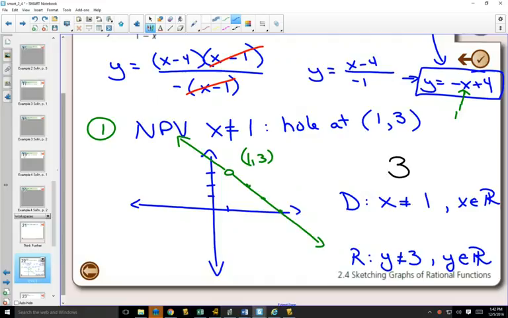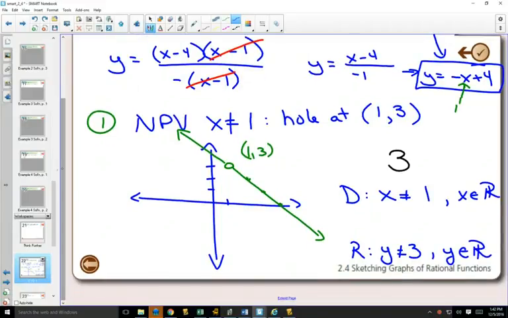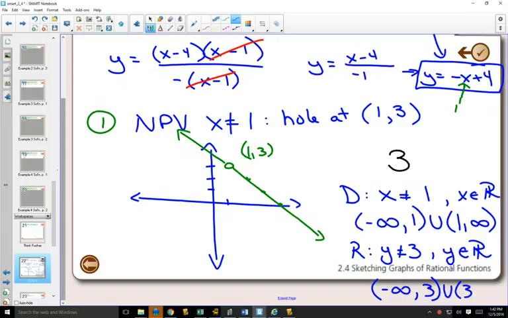If you wanted to write these in interval notation, you could write it from negative infinity to 1, not including 1, so a round bracket, and then start again at 1 and go to infinity. Same thing. But in this case, the set notation, just writing x can't equal 1, is a lot easier.